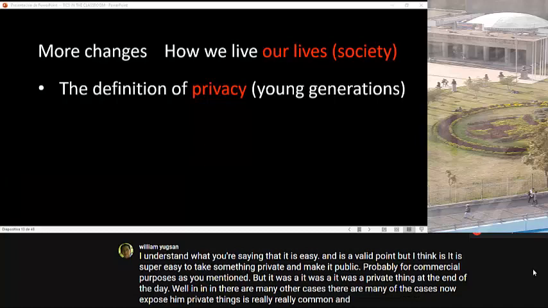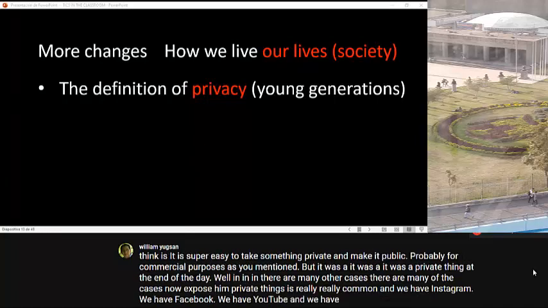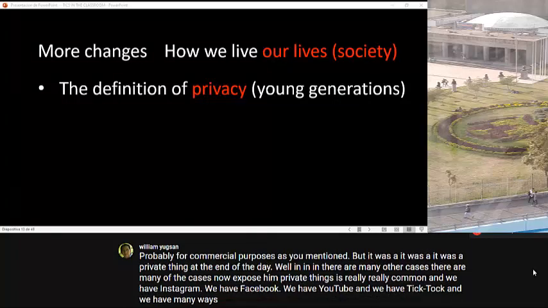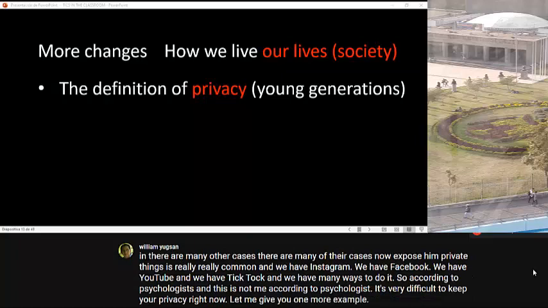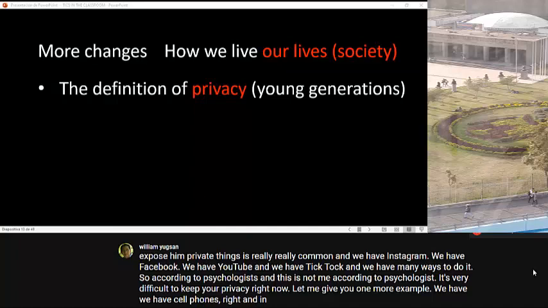And we have Instagram, we have Facebook, we have YouTube, and we have TikTok, and we have many ways to do it. So according to psychologists, and this is not me, according to psychologists, it's very difficult to keep your privacy right now. Let me give you one more example. We have cell phones, right? And in our cell phones, we have cameras and we have audio recorders.